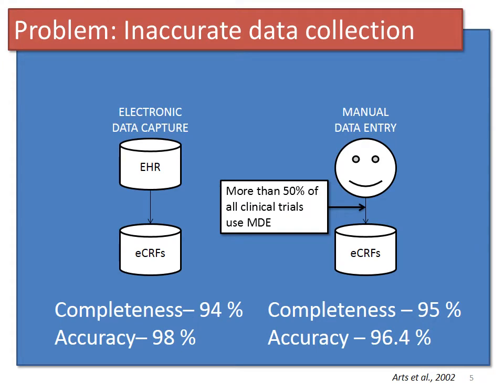The second problem is the inaccuracy of data collection. We have two methods of data collection: electronic data capture and manual data entry. Over 50% of all clinical trials are still using manual data entry. So to address data quality improvement methods, you have to investigate the manual data entry. Both methods are capturing similar data completeness, but in manual data entry there's a lack of data accuracy.